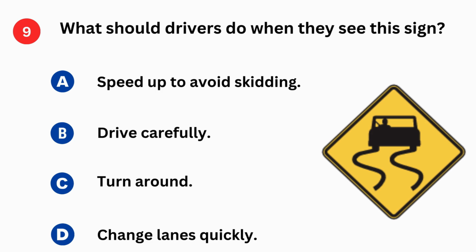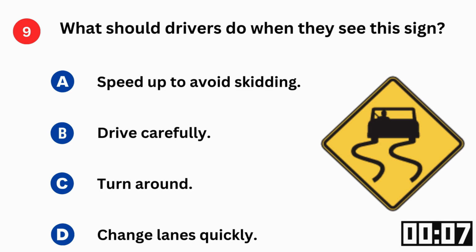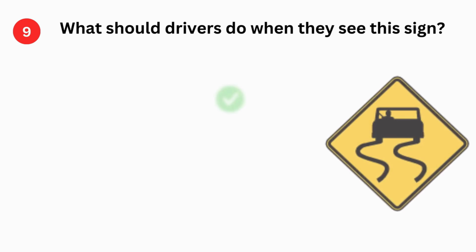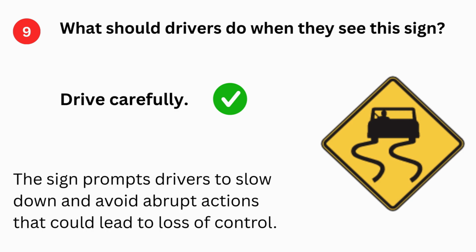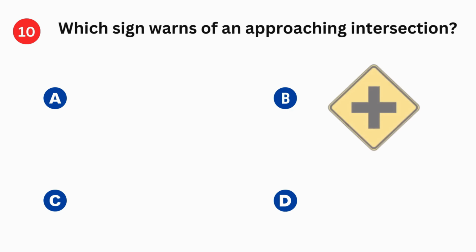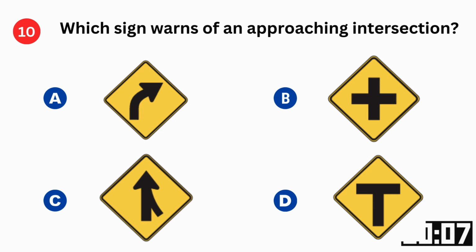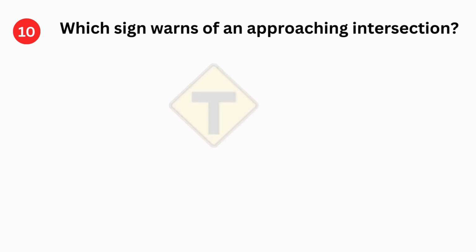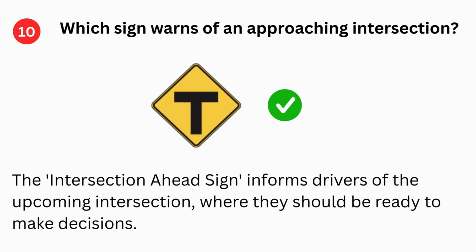Options are A. Speed up to avoid skidding, B. Drive carefully, C. Turn around, D. Change lanes quickly. Drive carefully. Explanation. The sign prompts drivers to slow down and avoid abrupt actions that could lead to loss of control. Which sign warns of an approaching intersection? The intersection ahead sign informs drivers of the upcoming intersection, where they should be ready to make decisions.